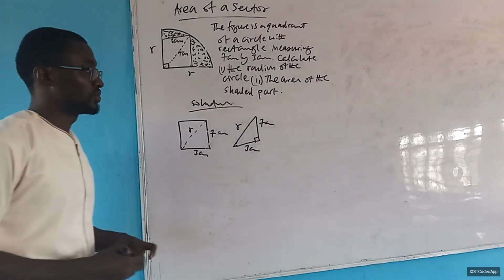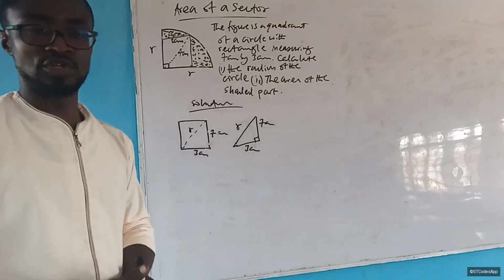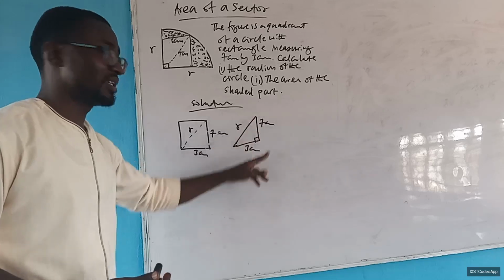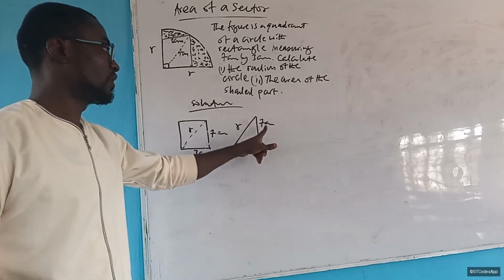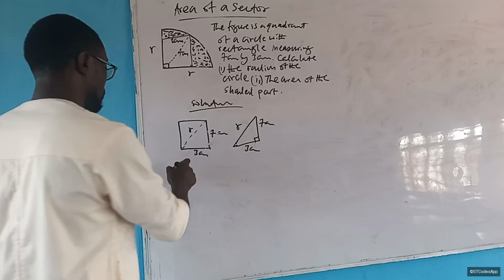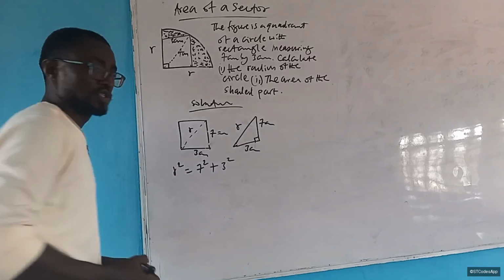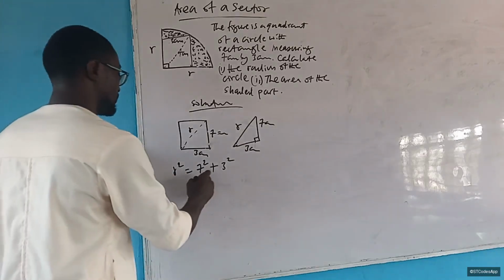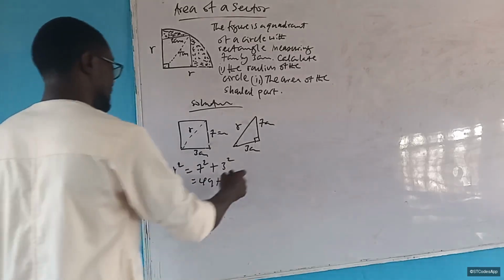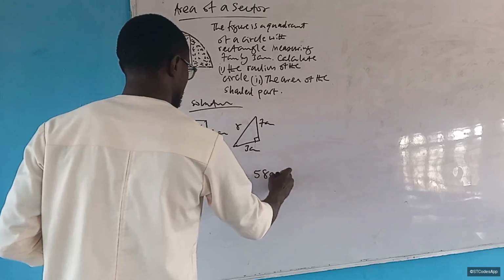So by what we have here, we can apply what we refer to as Pythagoras theorem, which states that the square of the hypotenuse, which is the longest side among these 3 sides in this triangle, is equal to the sum of the squares of the opposite side and the adjacent side. So I'm going to have r squared equals 7 squared plus 3 squared. Now, 7 squared is 49, and 3 squared is 9. Adding 49 plus 9 gives us 58 centimeters squared.